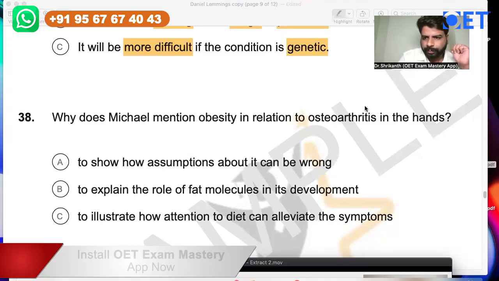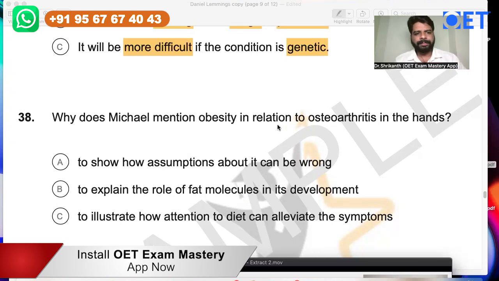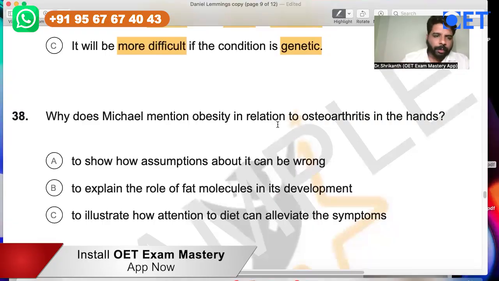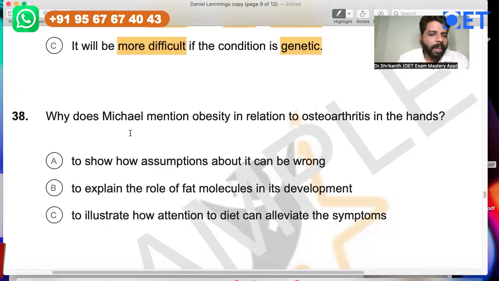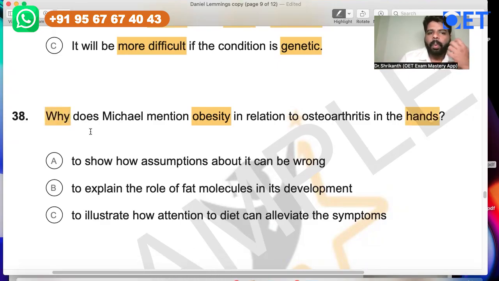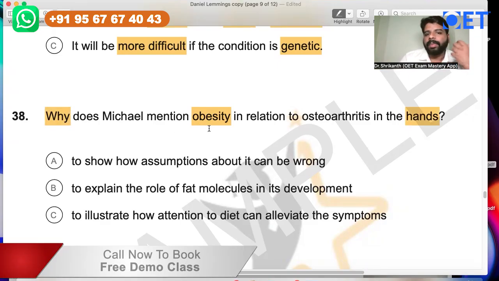Right. Good. All right. So let's take a look into the question over here. Let's understand what the stem of the question is. Why does Michael mention obesity in relation to osteoarthritis in the hands? So what is your duty here? Your duty here is to find why Michael is mentioning obesity.